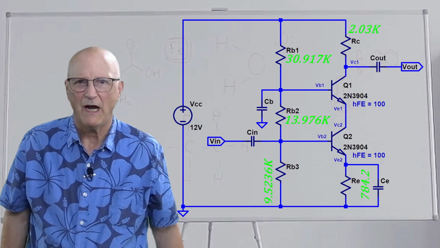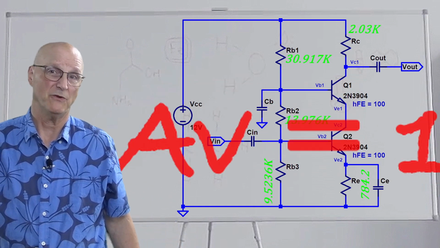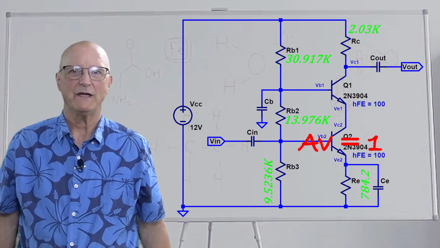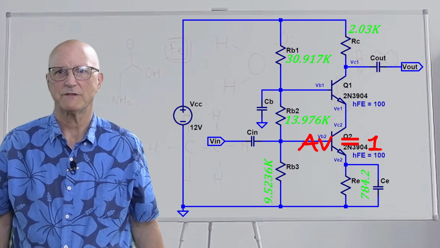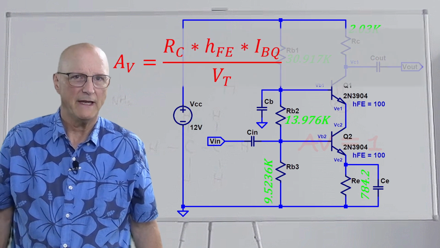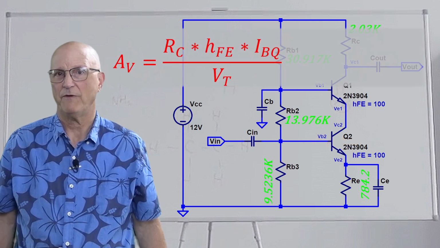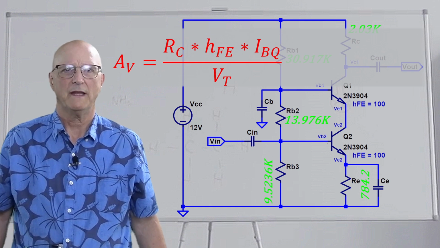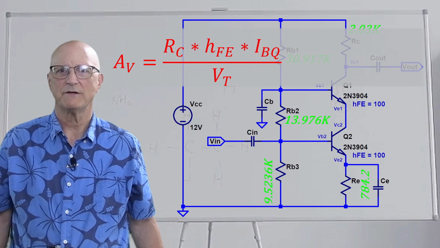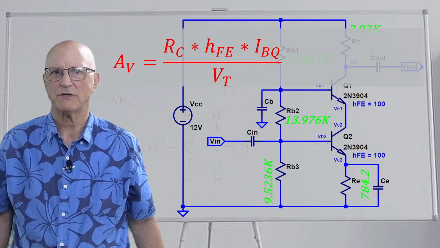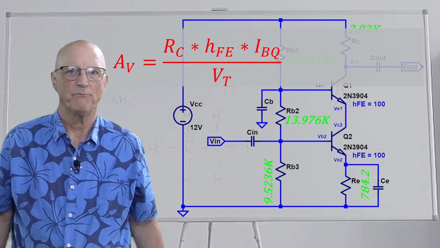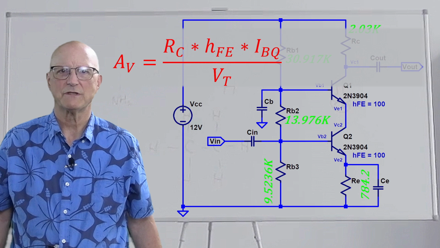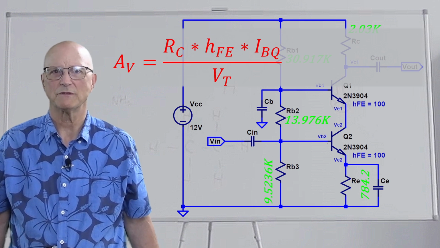Because the gain of the common collector amplifier is essentially 1, we arrive at this answer by looking at the gain equation for the common base amplifier circuit. This is the gain equation for the common base amplifier, assuming that the source resistance is low. The gain is equal to the collector resistor value times the current gain of the transistor times the quiescent base current of the circuit, all divided by the thermal voltage of 0.026 volts.